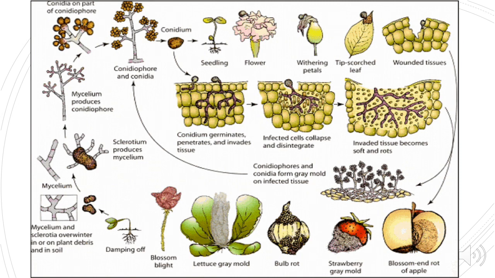Ascomycetes are highly specialized, and each species of plant has its own that will attack it. In many cases, these fungi attack the cutin, cellulose, and the middle lamella with enzymes to begin deterioration in the plant.